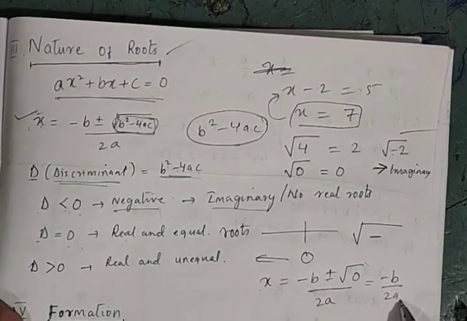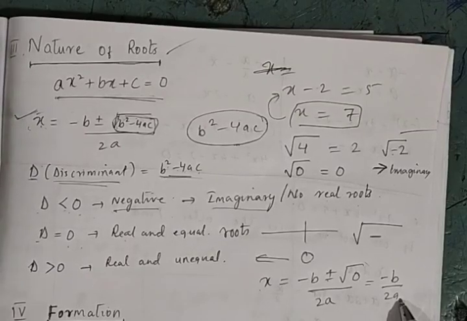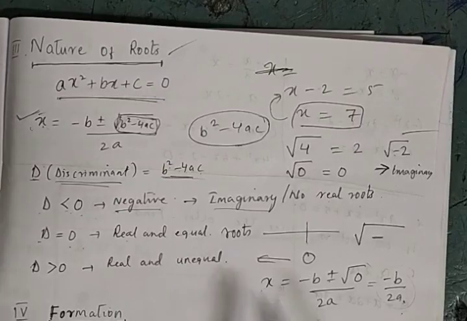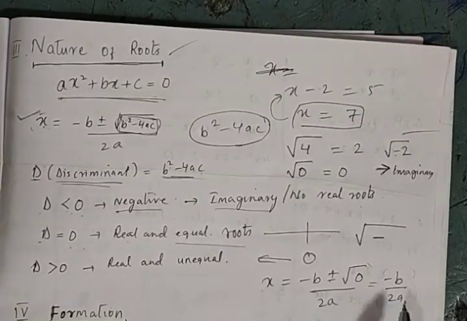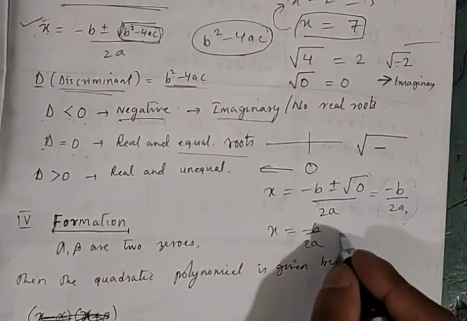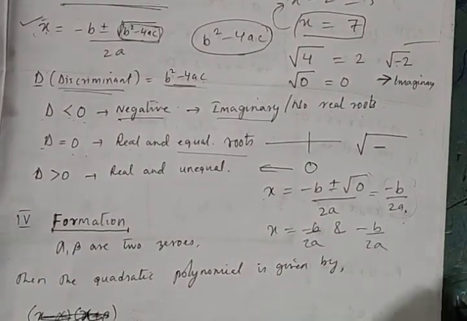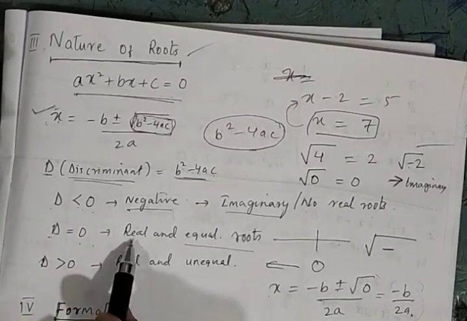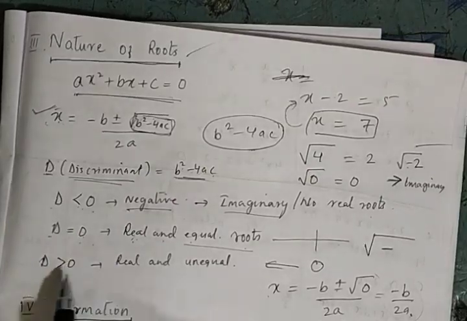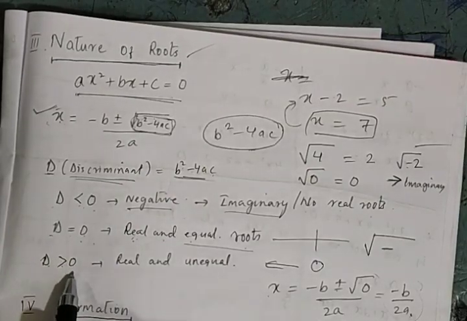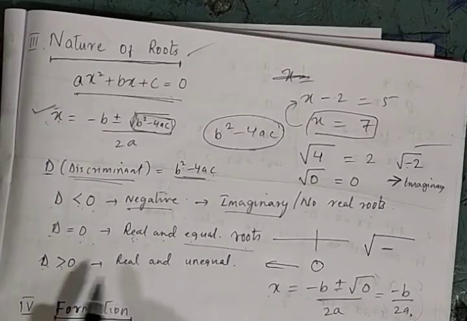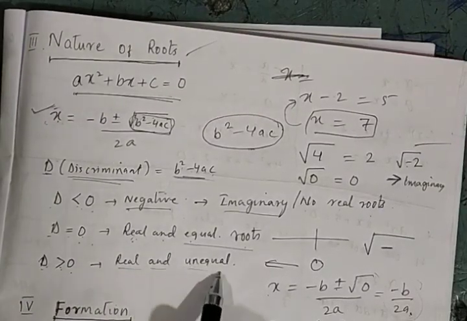Now I told you, in a quadratic equation you have two solutions. That's why it is a real number. But equal roots means same. I will write x equal to minus b by 2a and minus b by 2a. That's why it is becoming real and equal roots when discriminant is 0. That means when discriminant is bigger than 0, means positive, it is real and unequal.